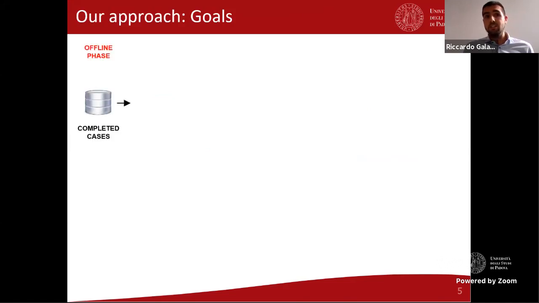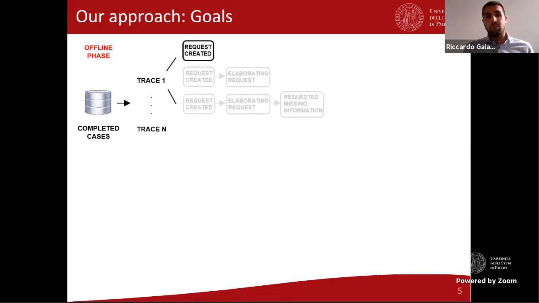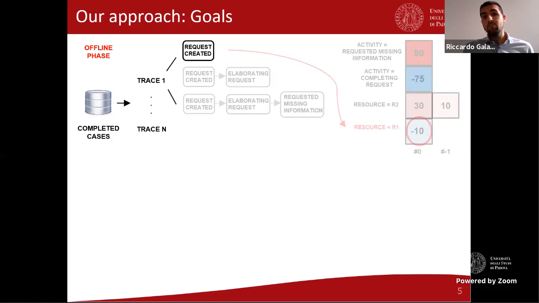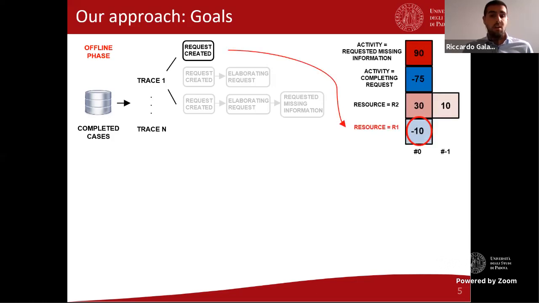In the offline phase, we focus on the completed cases, and for each prefix of each trace, we generate explanations. So, for example, for the first trace, we have all the prefixes for this trace, and for each of them, we provide an explanation. The output of this phase is a heat map in which the most relevant features are shown on the x-axis, and the prefixes on the y-axis. These explanations are saying to us why the model is predicting like that.